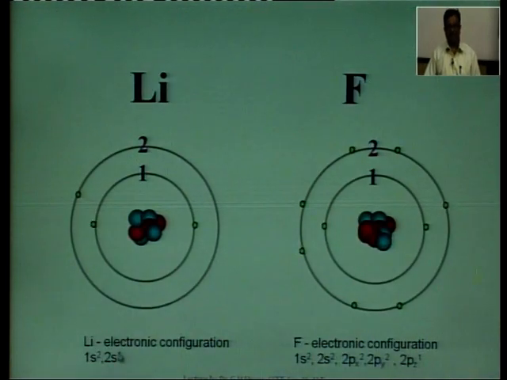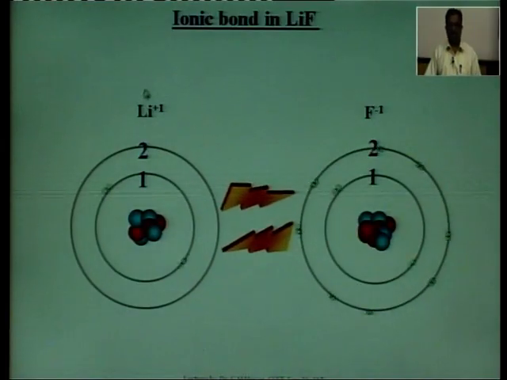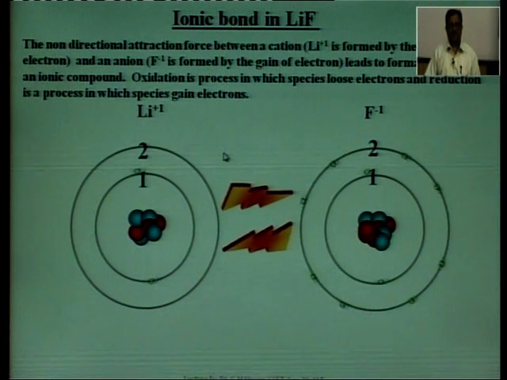So, this is the ground state electronic configuration of lithium, which contains only one electron in its outermost shell, the second shell. Fluorine contains 7 electrons in its outermost shell. When this electron is transferred, lithium changes into a lithium cation and fluorine into a fluoride ion. Lithium attains a doublet and fluoride attains an octet, and thereby these ions attract each other, forming a strong ionic bond.